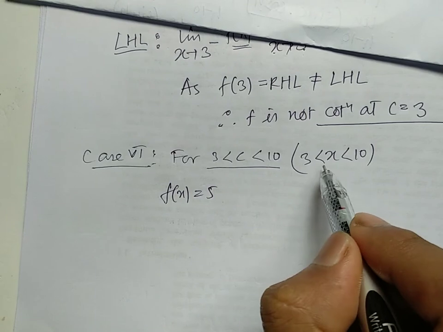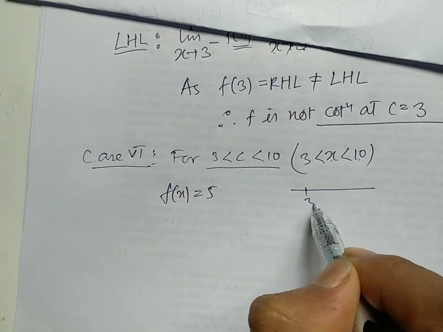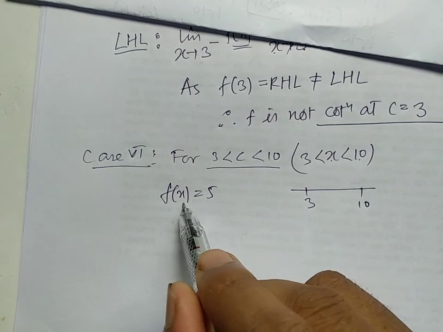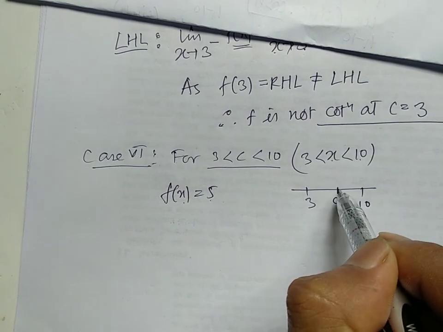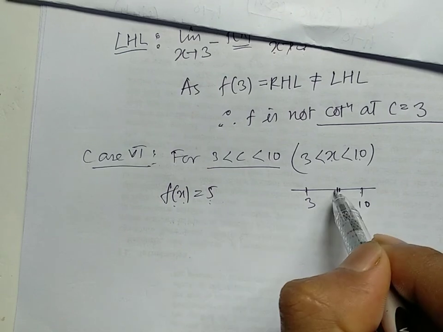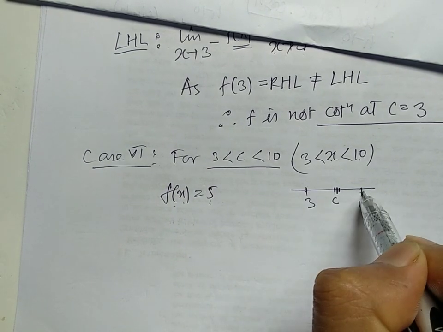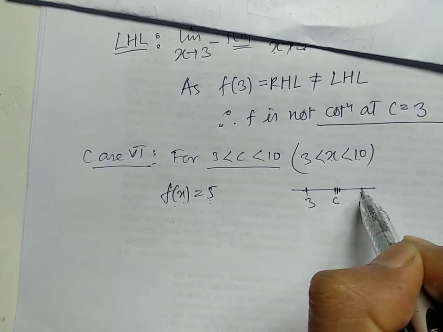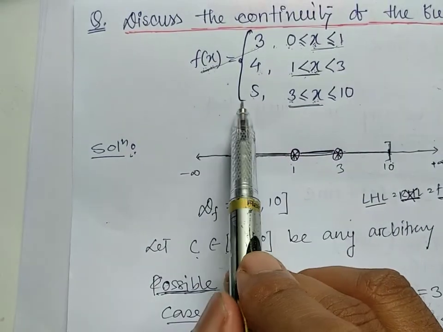Listen, whenever we have to discuss the continuity and the value of x lies between 3 and 10, the functional value is always equal to 5. Suppose c is there, c right hand, then also it lies between 3 and 10, then the functional value 5 will be there. c left hand also lies between 3 and 10.